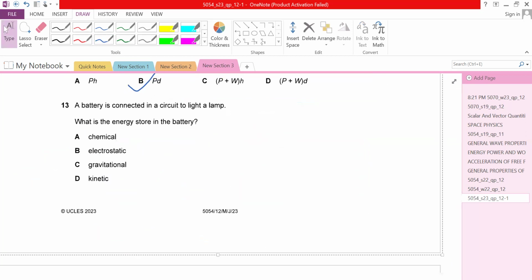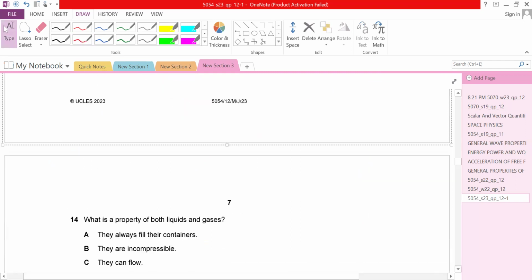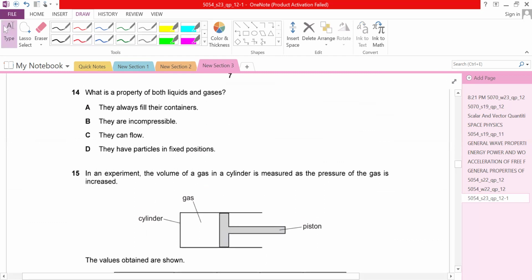Then question number 13. A battery is connected to a circuit to light a lamp. What is the energy stored in a battery? As we all know, chemical energy is stored in the battery, so option A is correct for question number 13.